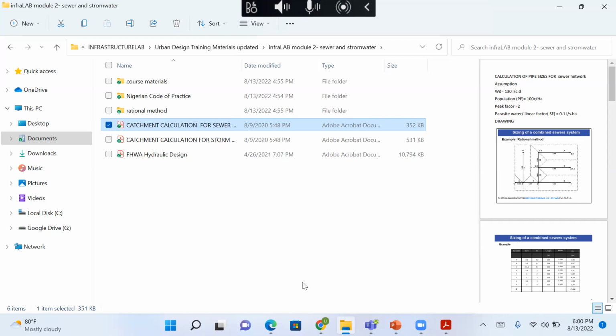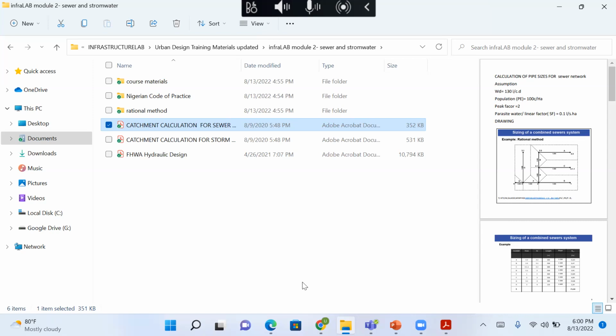The reason is this. For you to get the effective flow, the time of flow must be equal to the duration of rainfall. That's the point. And the rational method is majorly applicable in stormwater. When you hear rational method, stormwater should come to your mind.